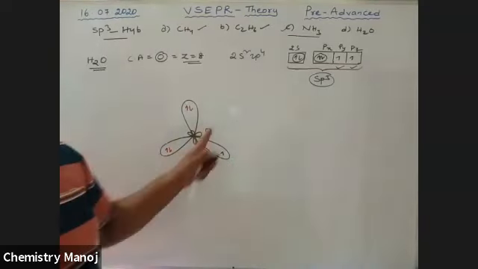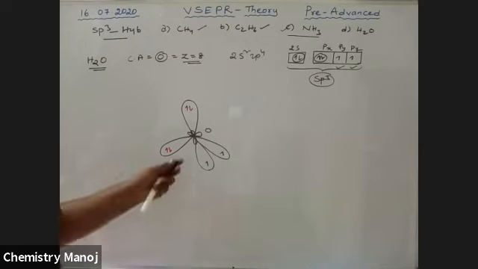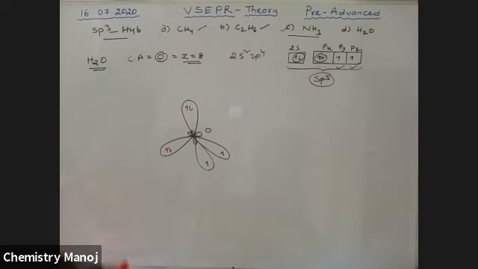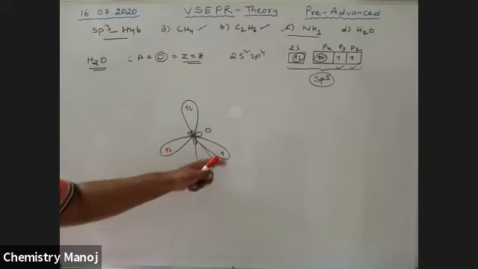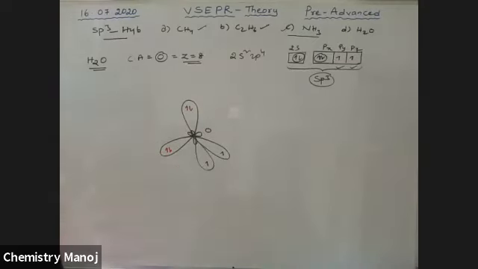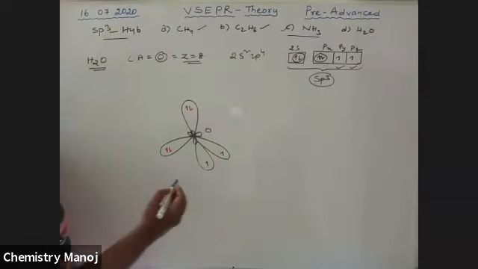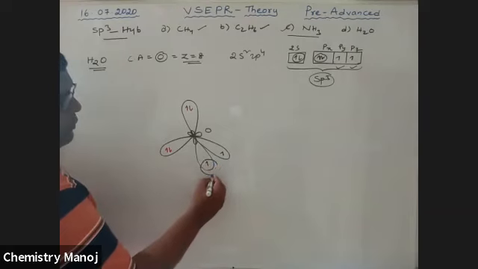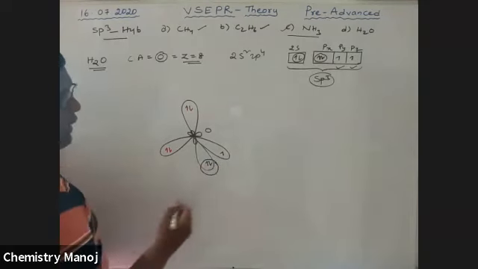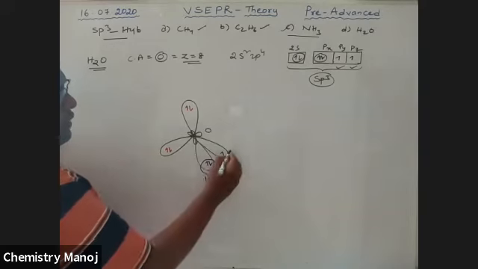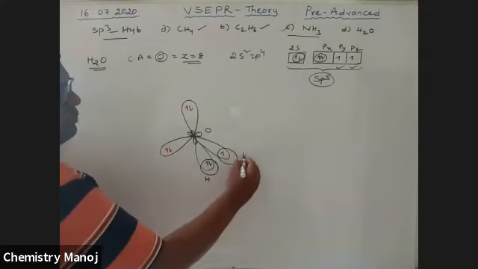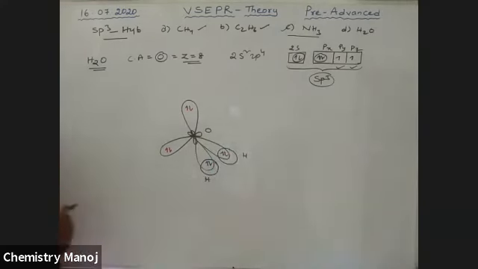So that electronic configuration is also represented here. Hybrid orbitals also follow Hund's rule, Pauli's rule, all these rules. Only those hybrid orbitals having unpaired electrons are involved in bond formation with hydrogen. How many hydrogens are here? 2 hydrogens, with s orbitals, each with its electron.